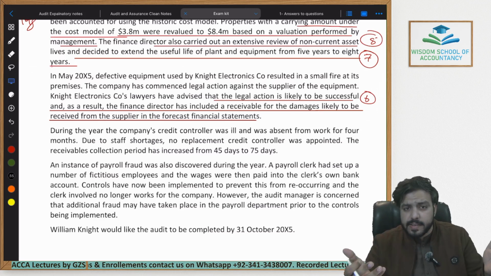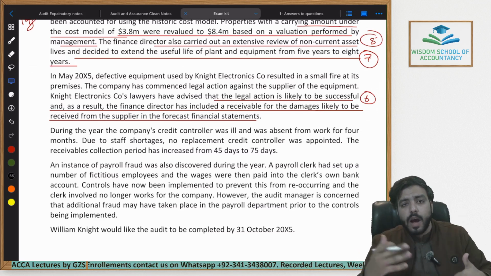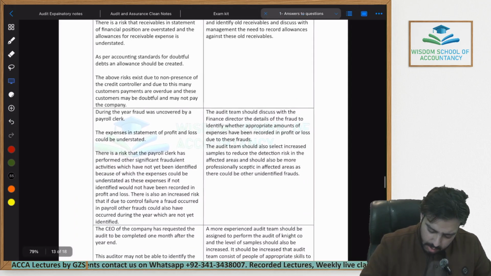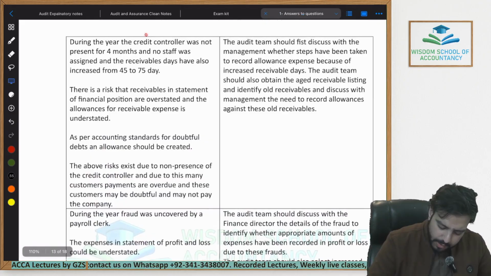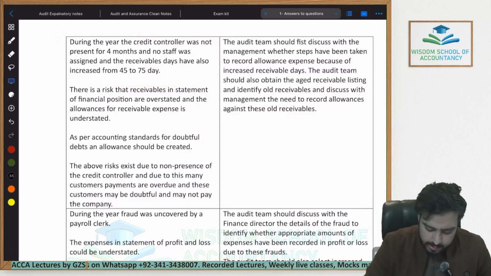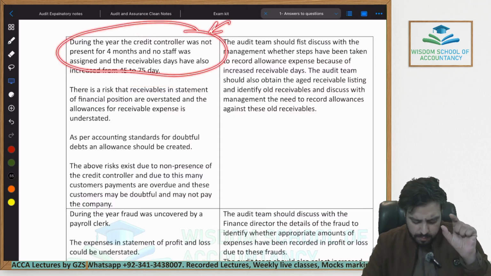What does the standard say? That for old receivables, an allowance must be recorded. So let's come towards the question. This is the part. The first one, I have just explained from the scenario: I identified the risk from the scenario and wrote it down in my own words in a few small sentences.